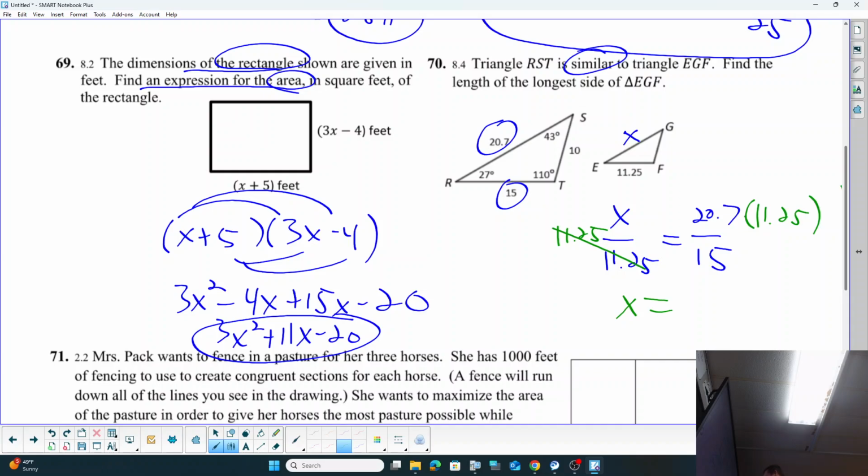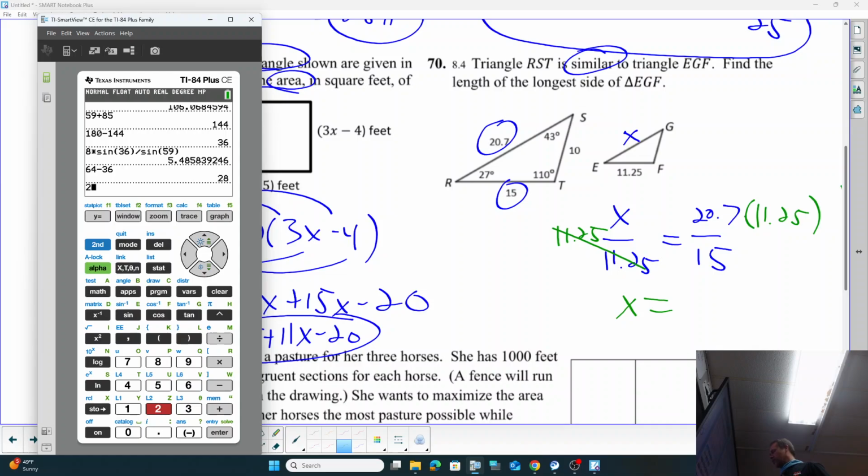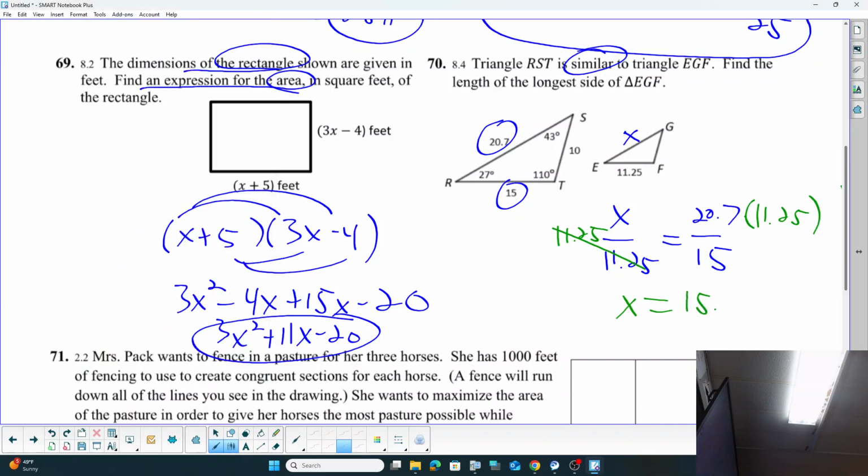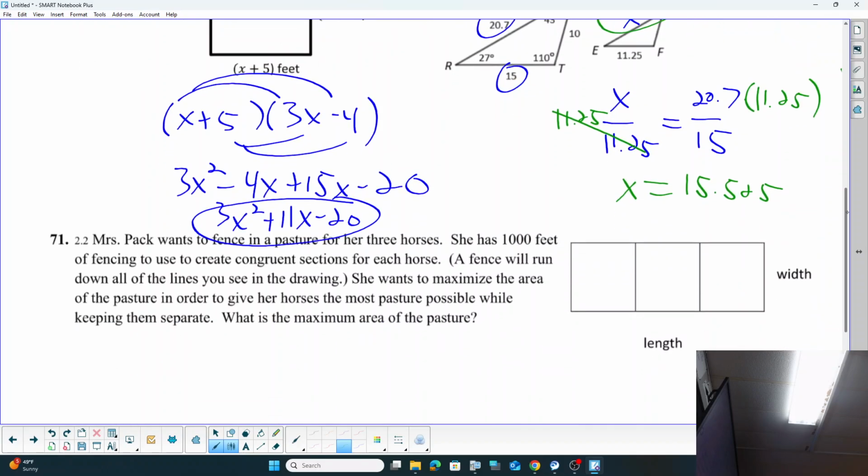Let's finish her off. So we got 20.7 times 11.25. Push enter and then divide by 15. And so we get 15.525. So 15.525 is our answer for the largest side.